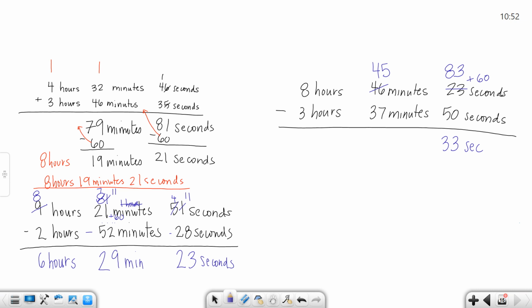Moving to the minutes, 45 is bigger than 37, so that's good. I'm going to borrow here. 15 minus 7 would give me 8 minutes. And 8 minus, there's no borrowing here, that's just straight subtraction. So that would be 5 hours, 8 minutes, and 33 seconds. And that one is correct.